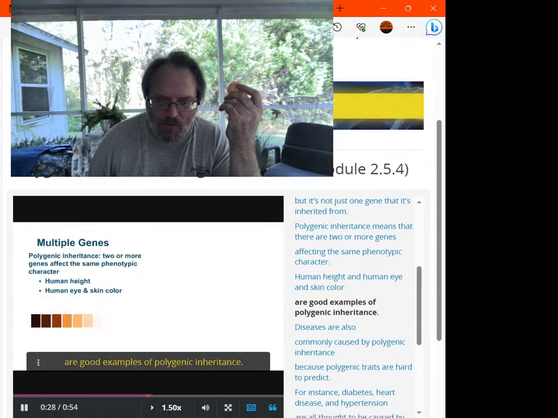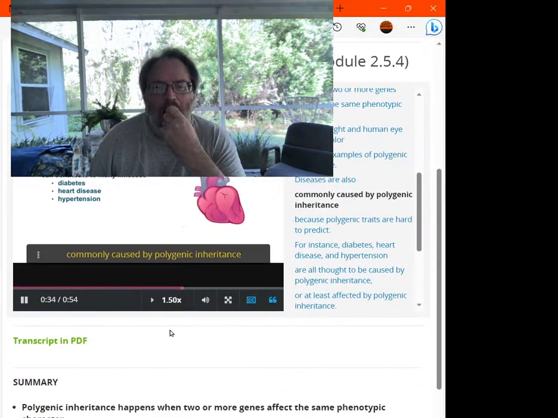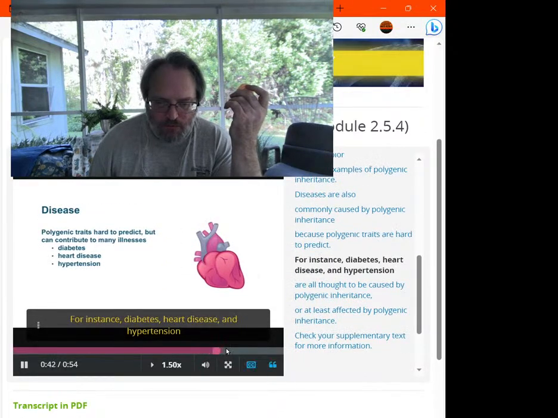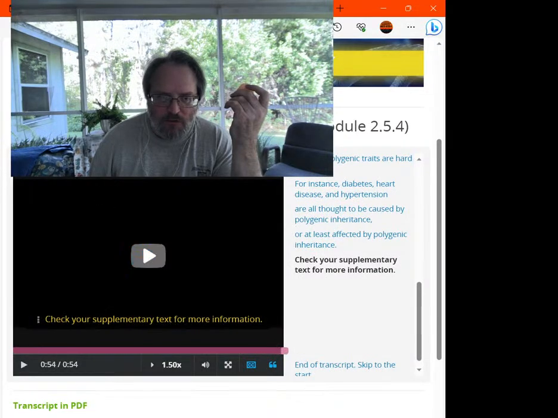Examples of polygenic inheritance. Diseases are also commonly caused by polygenic inheritance because polygenic traits are hard to predict. For instance, diabetes, heart disease, and hypertension. Read the text for more information. Okay, I will.